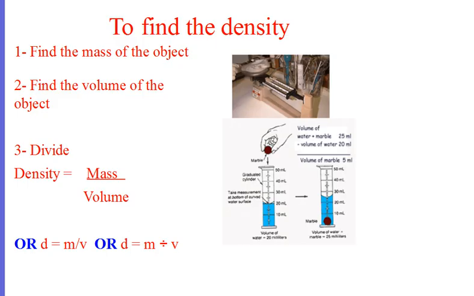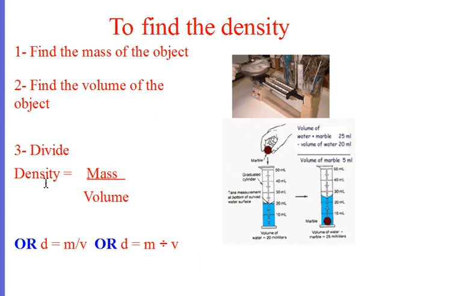Okay, so to find the density of an object, you have to take those two measurements we've been talking about, mass and volume. So you find the mass of the object, either by using a triple beam balance or a digital scale. Then you find the volume. You can measure length, width, height. You can use the graduated cylinder, however you have to find it.